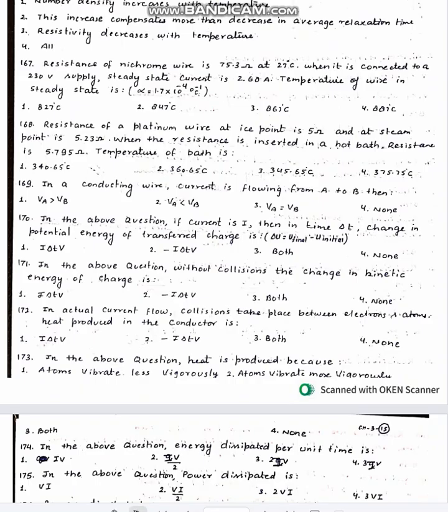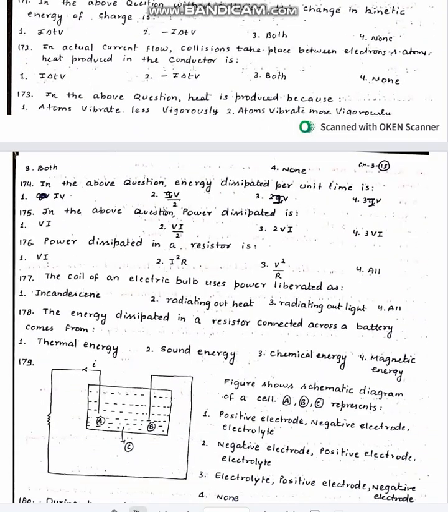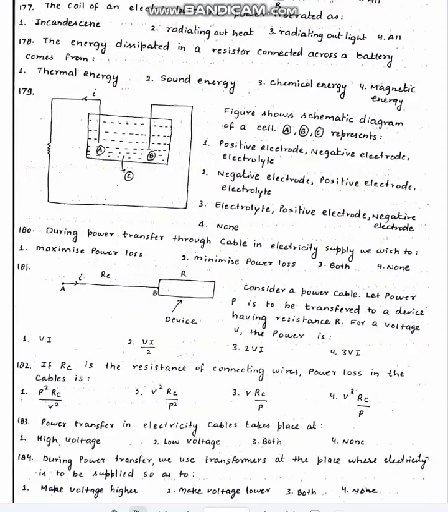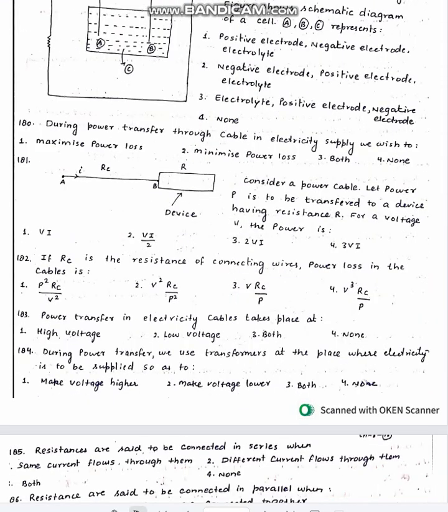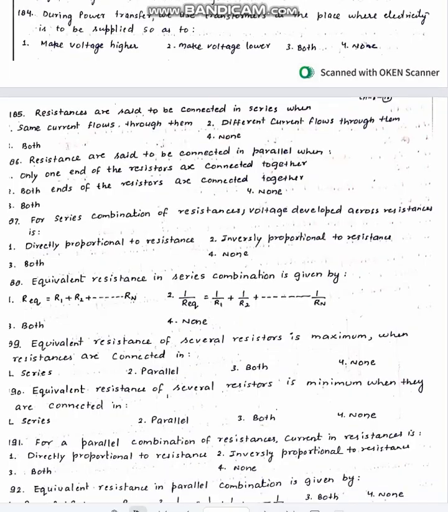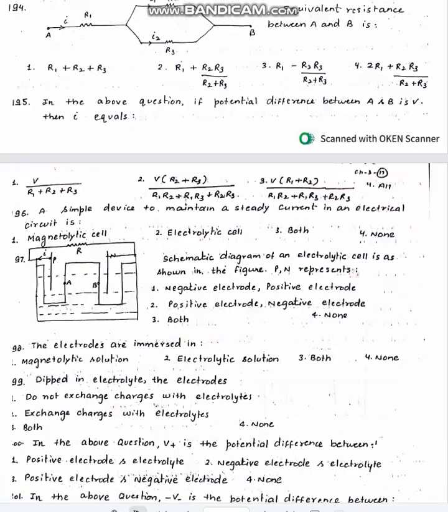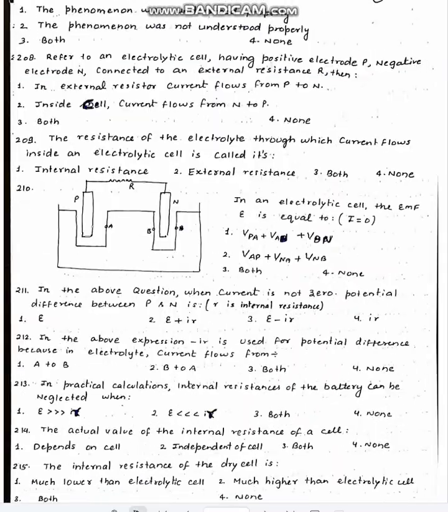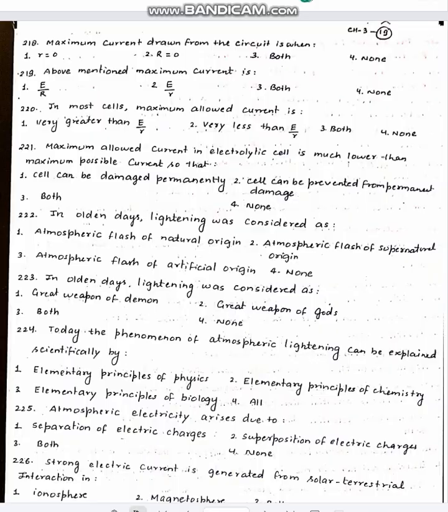Then we have questions based on change in potential energy. And then we have questions based on power developed, dissipated across resistor. Then we have question based on cell. Then we have some questions based on power transfer to a certain device. Then we have questions based on series and parallel combination of resistances in different cases. Then we have question based on cells. Then we have questions based on cells and calculations of current in the cell.